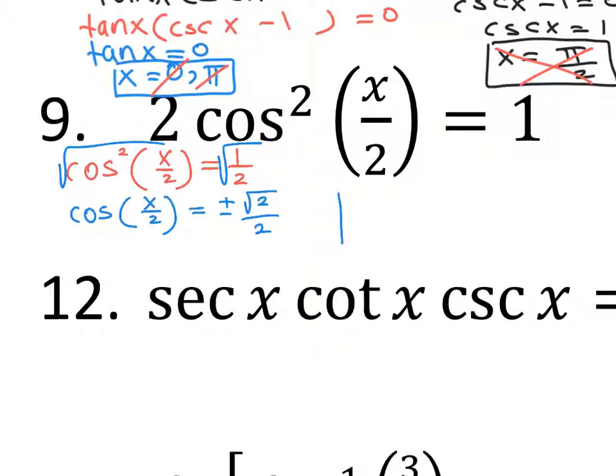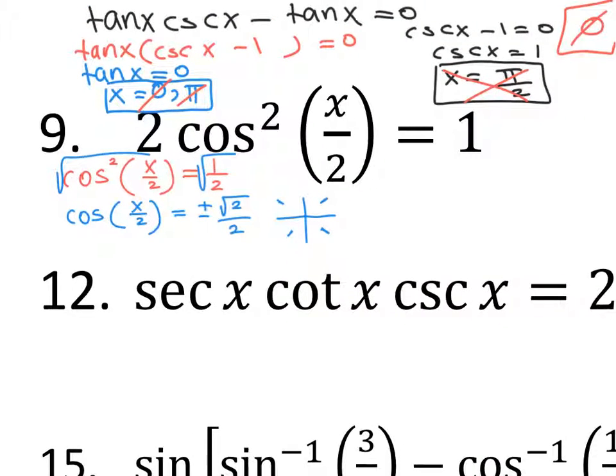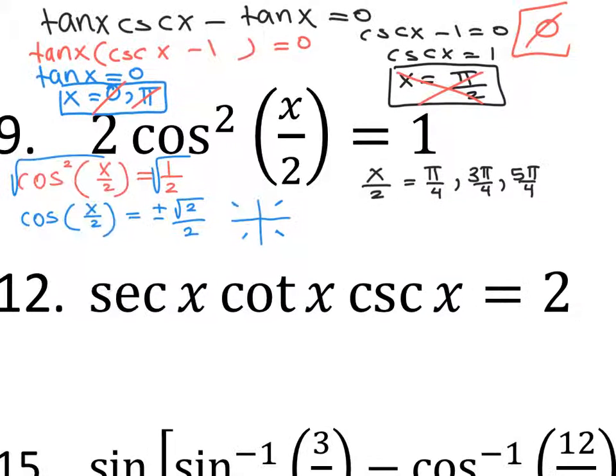So that puts me in all of the quadrants. So that's the pi over 4 family. So then x over 2 could be any of those angles: pi over 4, 3 pi over 4, 5 pi over 4, and 7 pi over 4. Now this is x over 2. I need x, so I need to multiply by 2.